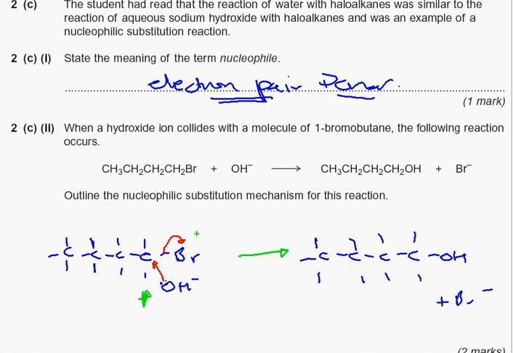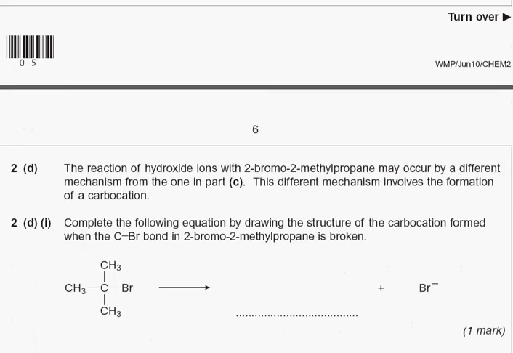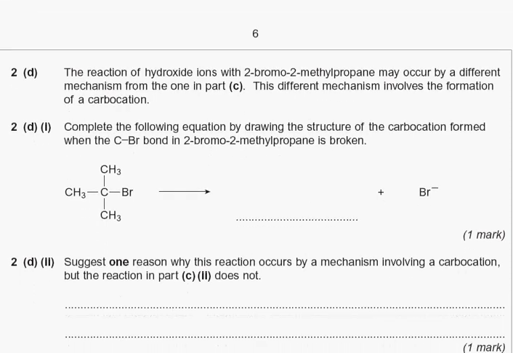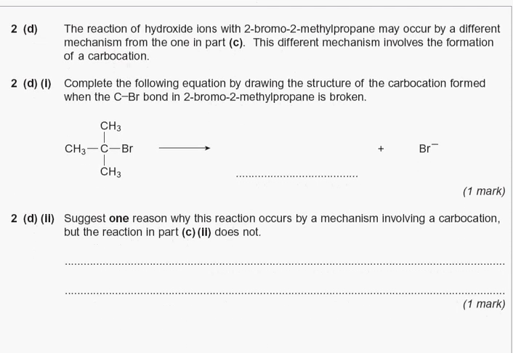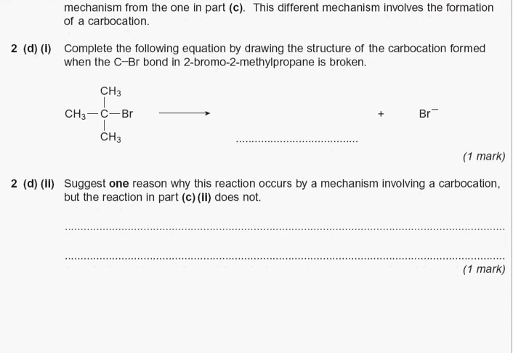Okie dokie, let's clear that. And let's see how far we are now in question 2. Question 2 is quite long. The reaction of hydroxide ions with 2-bromo-2-methylpropane may occur by a different mechanism from the one in part C. The different mechanism involves the formation of a carbocation. Complete the following equation by drawing the structure of the carbocation formed when the C-Br bond in 2-bromo-2-methylpropane breaks.